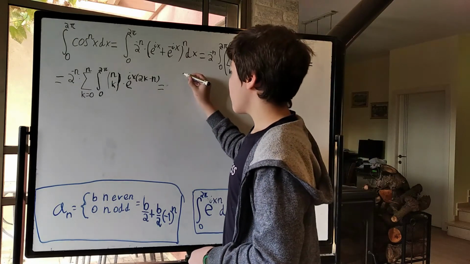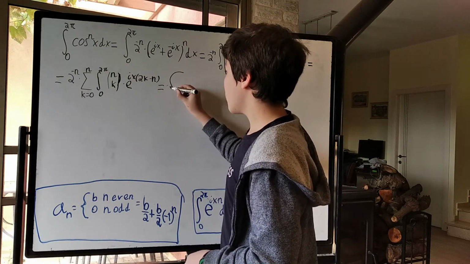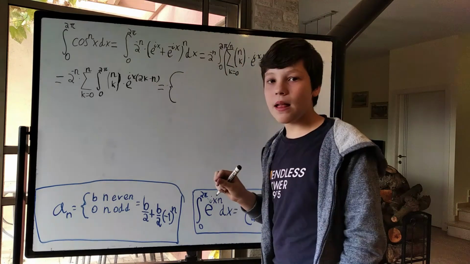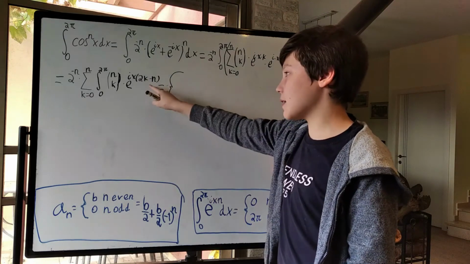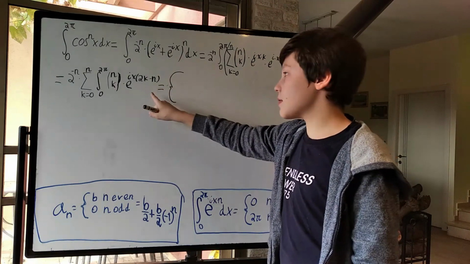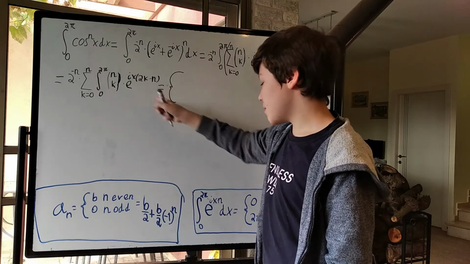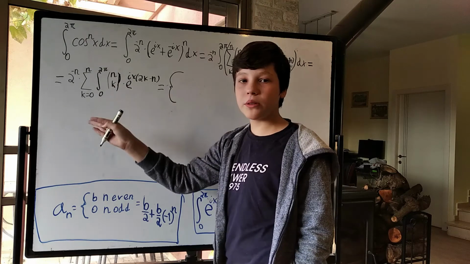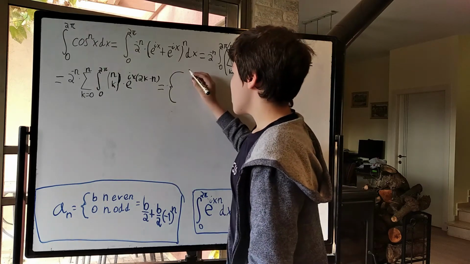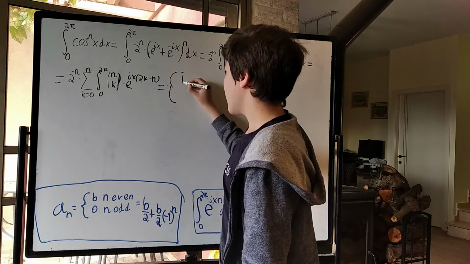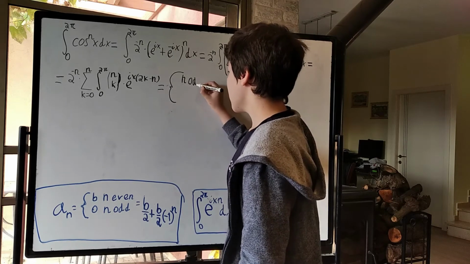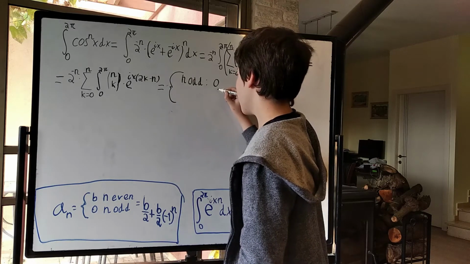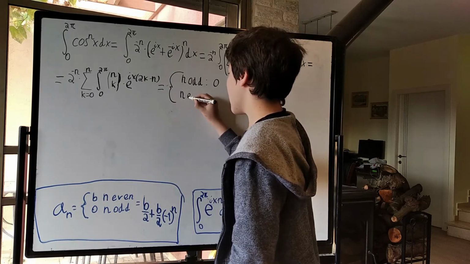So we have one of two cases already. When n is odd, this entire thing can never be 0, meaning that by this establishment, the entire integral is going to be 0. Summing a bunch of zeros is 0. So when n is odd, this is going to be 0. But what happens when n is even?